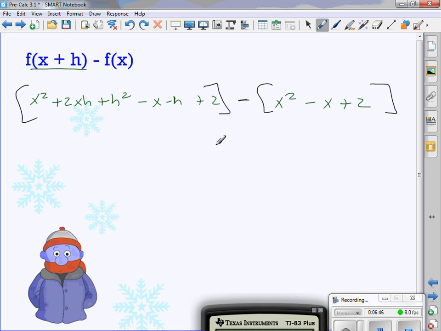Simplify this. Going through, let's see. X squared minus x squared's gone. Negative negative x makes it positive x. So I have negative x, positive x, gone. Positive 2, negative 2, gone. I'm left with, and I'm going to put it in order, h squared plus 2xh minus h. Pretty much, I canceled out anything that did not have an h attached to it. We good on this piece?